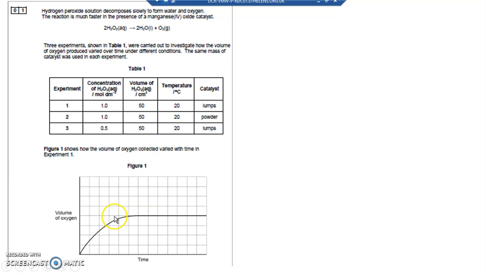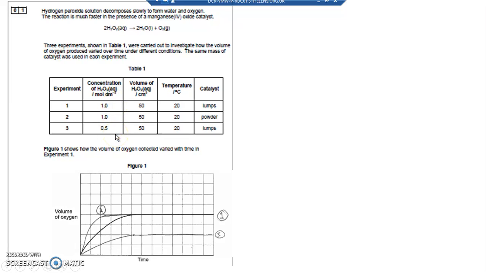So it's going to reach that line, but it's going to reach that line quicker. So it'll go up steeper, but end up at the same volume of oxygen produced because the amounts of reactants are the same. So that's for experiment number 2.